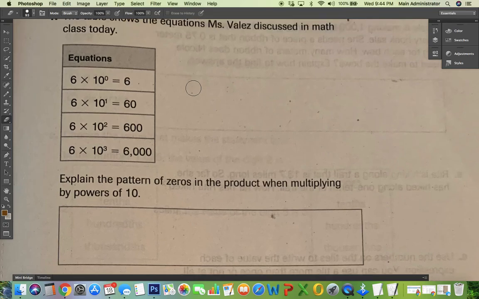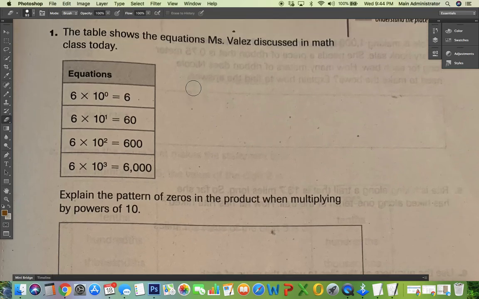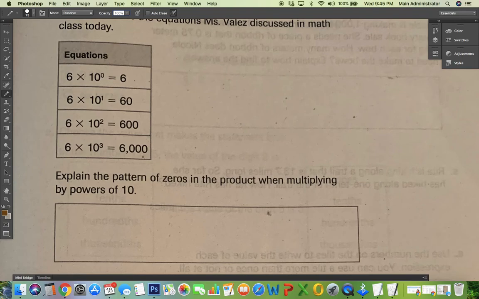Okay, we're on SB9. Take a look at number 1. The table shows the equations Miss Valles discussed in math class today. I see that we have exponents, and when I'm multiplying them by the exponents, they're getting bigger. And I have to explain the pattern of zeros in the product when multiplying by a power of 10.